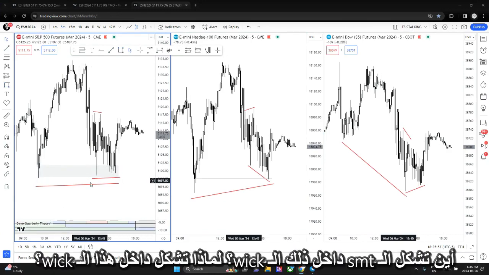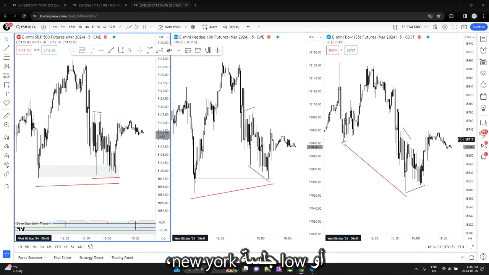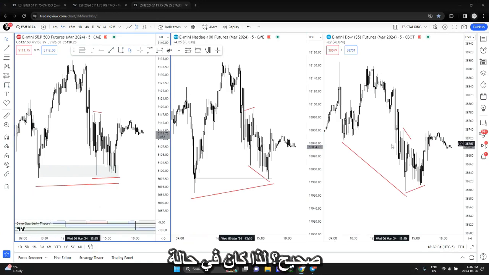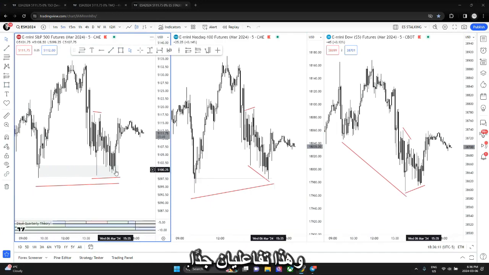Where did the SMT form? Within that wick. Why did it form within this wick? Because this was trading way below this swing low, or the low of the New York session. Right? So this was way overbought, which is why this wick and this one is so reactive.